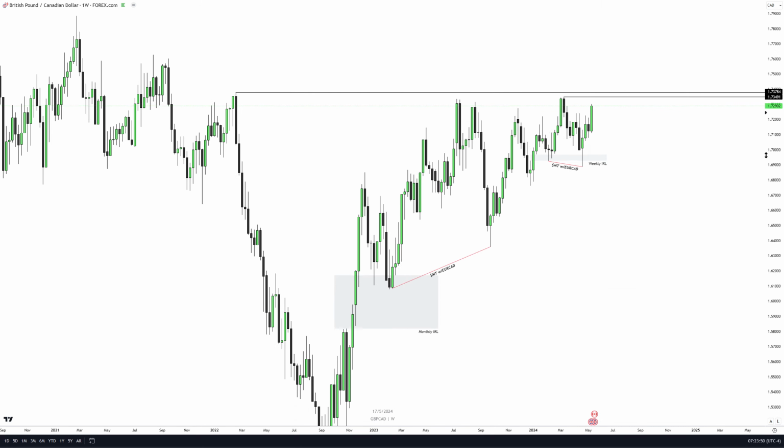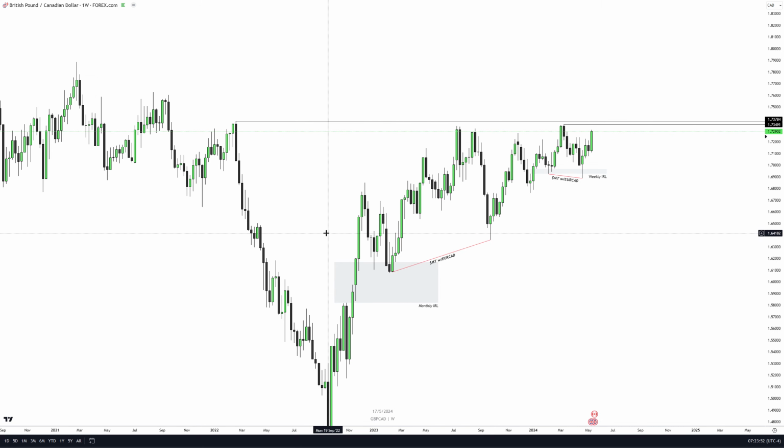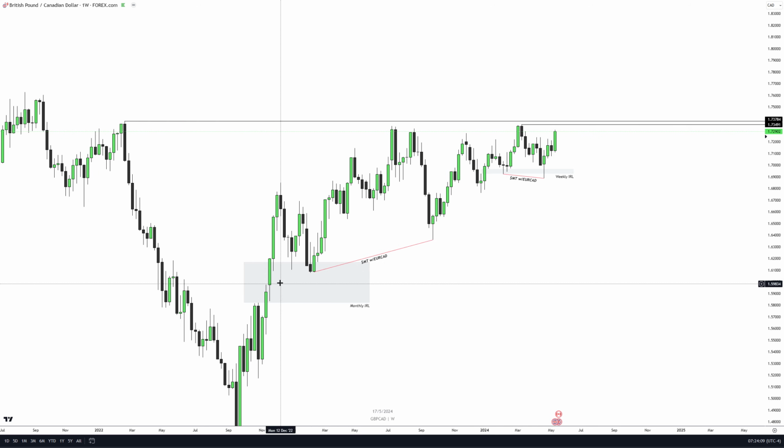So on the higher time frame, we have been bullish all the way from September of 2022, and this high over here looks like it's going to be the draw on liquidity, as we also have three failure swings up here, which has a lot of buy side liquidity. We can see that price traded up. We had a monthly internal range liquidity pool here.